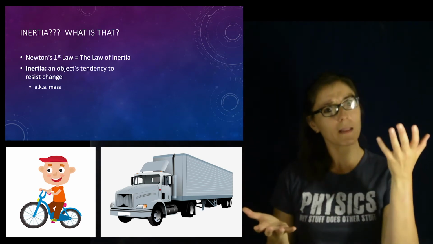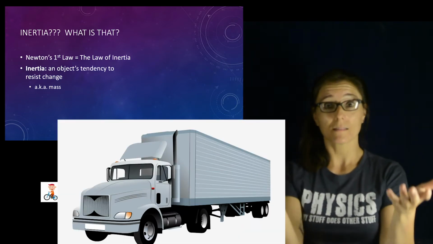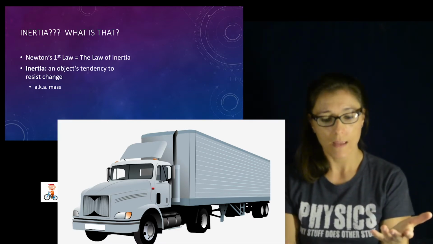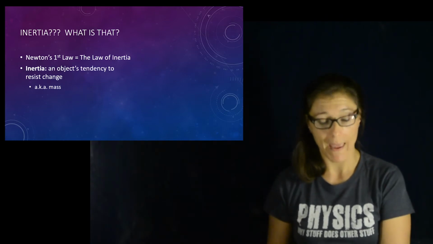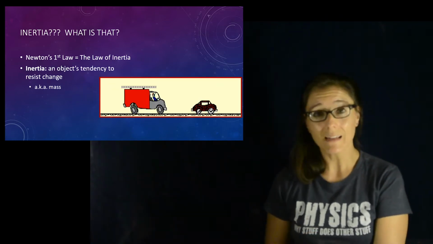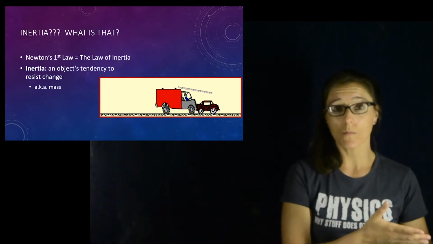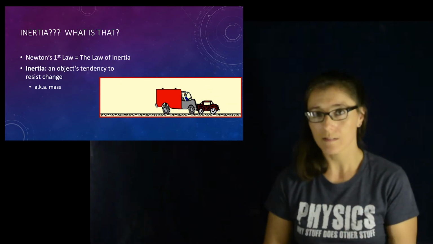What's the difference between the kid on the bike and the truck? Mass. One has significantly more mass than the other. And this is in fact the way we measure inertia, is by talking about its mass. Okay, so now if we tend to resist change, then if we're already moving, we will continue moving. And if we were already stopped, then we are going to want to stay stopped.